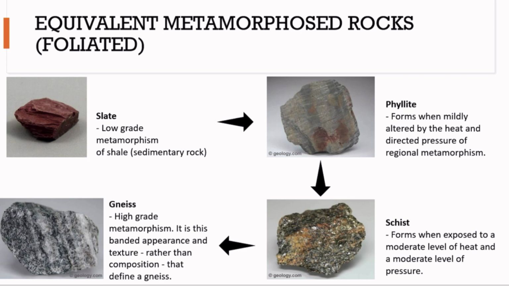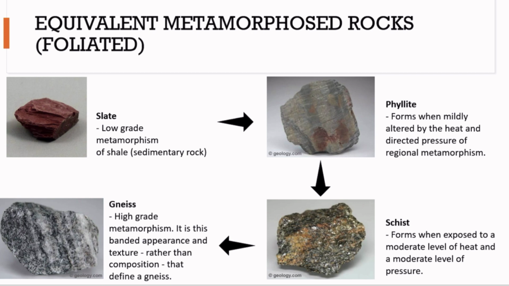And then we have phyllite. Phyllite forms when sedimentary rock, specifically a shale, is mildly altered by the heat and directed pressure of regional metamorphism. And then we have schist over here. It forms when it is exposed to a moderate level of heat and a moderate level of pressure. And then we have gneiss. Gneiss undergoes high-grade metamorphism, and it is this banded appearance and texture rather than composition that defines a gneiss.